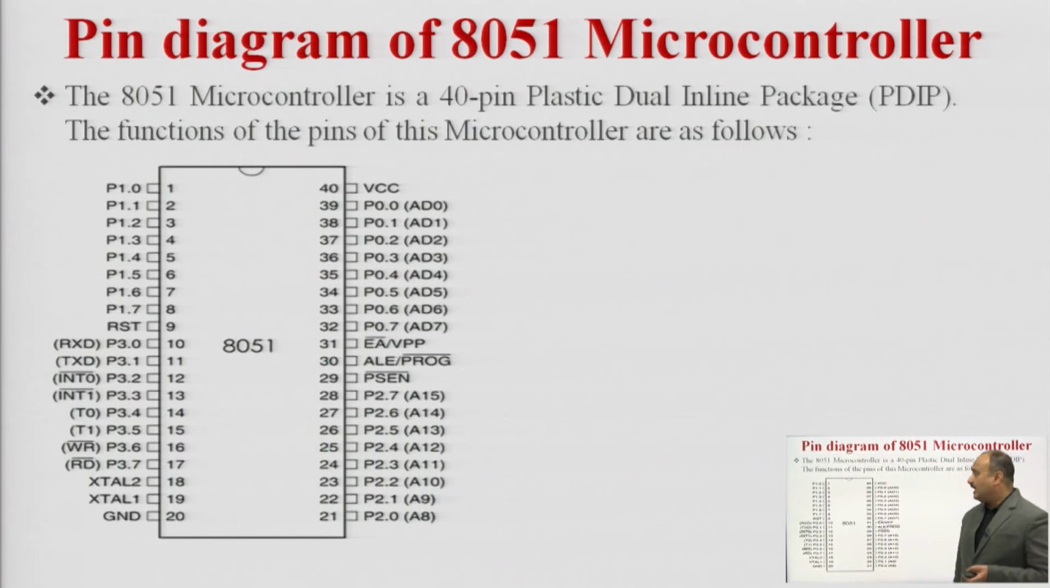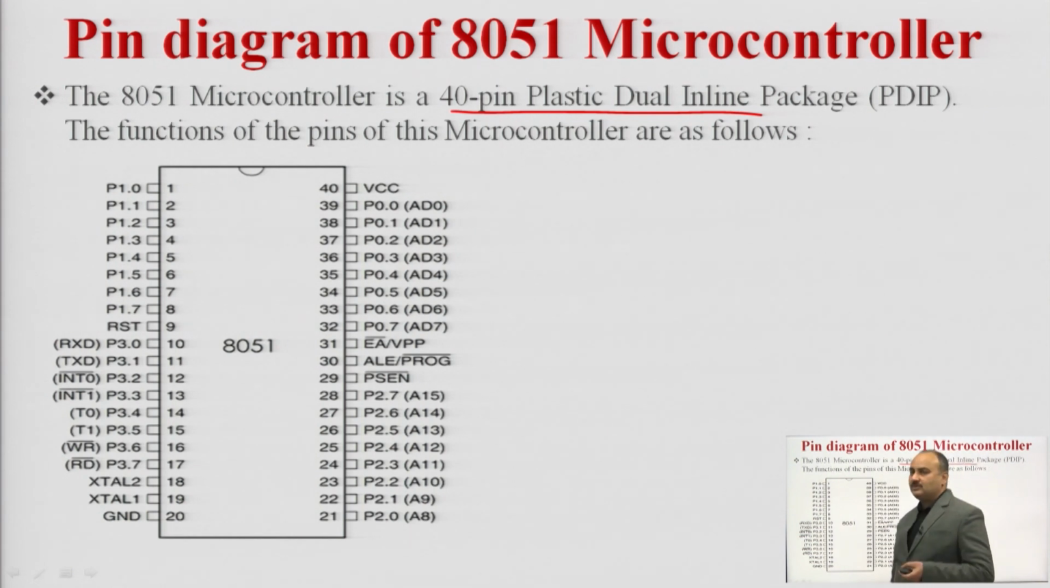So, let us see the pin diagram of the 8051 microcontroller. The 8051 microcontroller is a 40 pin plastic dual inline package, that is PDIP, integrated circuit. The function of the pins of the microcontroller are as follows. This is the pin diagram of the 8051 microcontroller. It is a 40 pin IC, we have 40 pins.